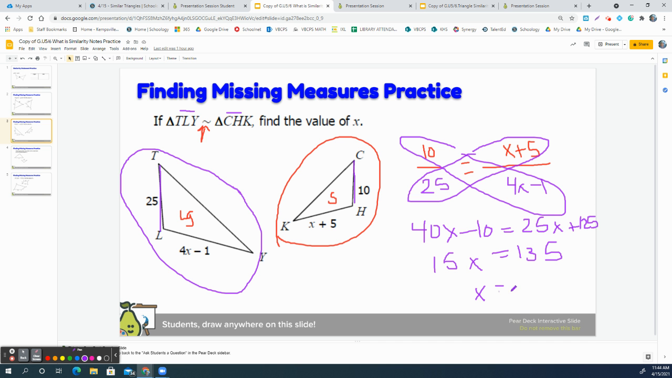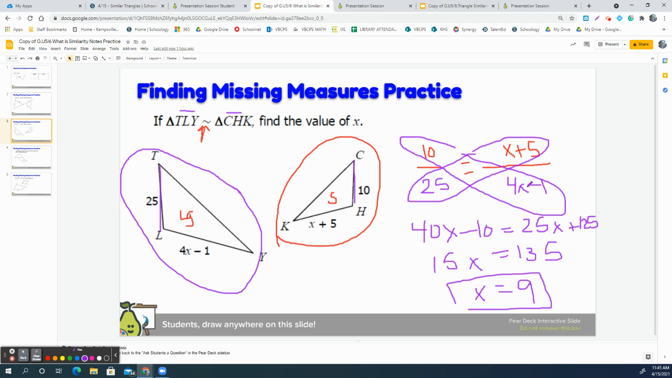And what does X equal? Anybody solve that? Riley, how you doing? You okay? Anybody get an answer? 9. Awesome.